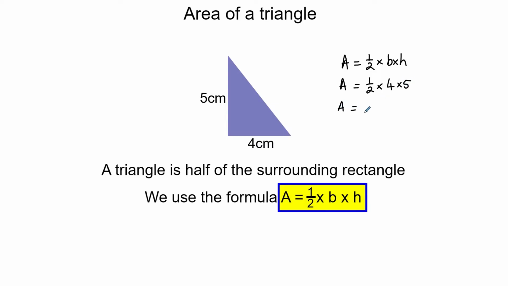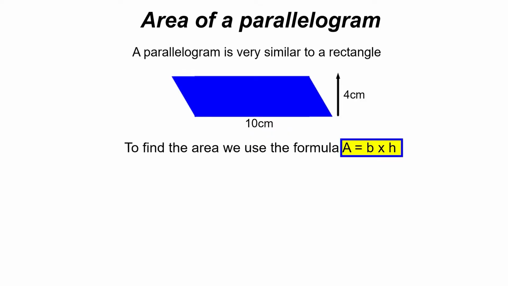Now, with this, it's up to you which way you want to do it. Half of 4 is 2, times that by 5 is 10, or 4 5s are 20, half of 20 is 10. You can do it in any order because it's multiplying. But we end up with an answer of 10 cm squared, or 10 squared centimetres for the area of this triangle. Okay, so each shape has a unique formula. We're not going to cover all the shapes here, we're just going to cover a few of the really common ones. Next one's a parallelogram.